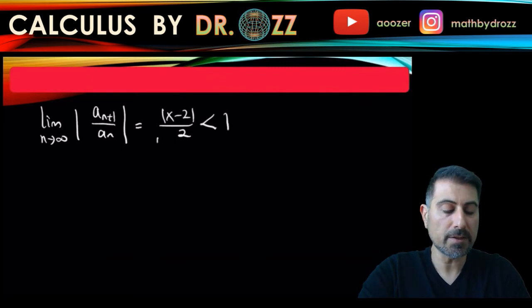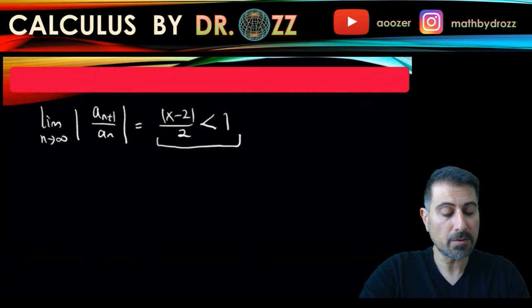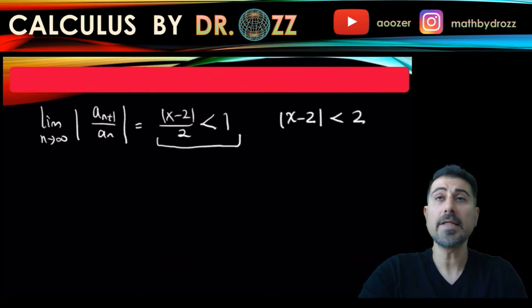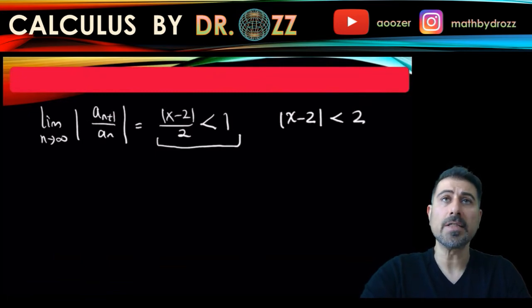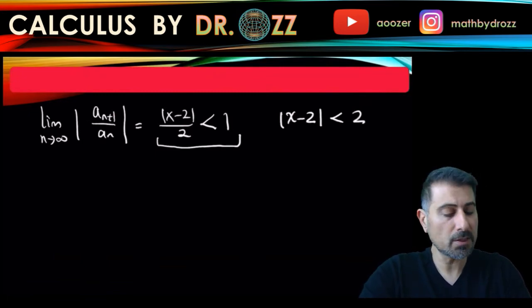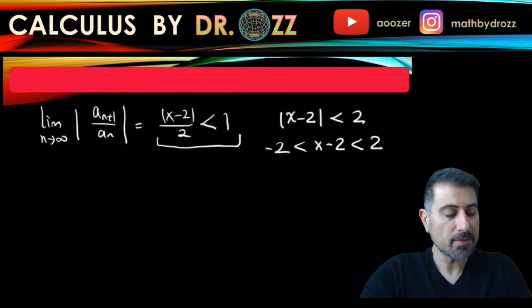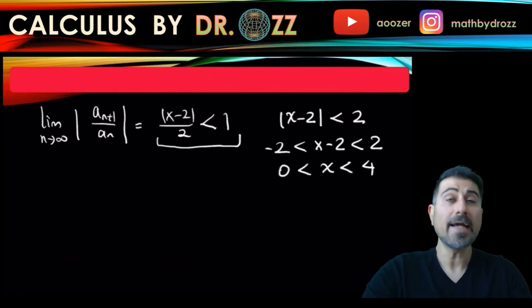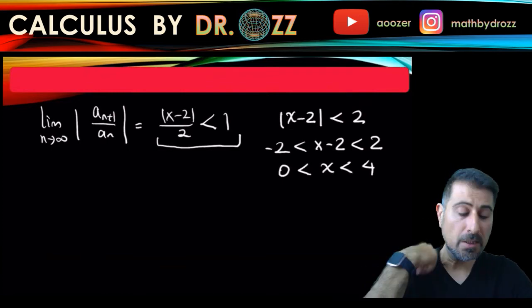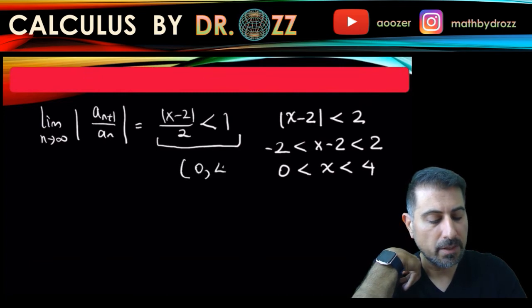Okay, so now I want to understand what this is. Well, |x-2| divided by 2 less than 1 means this. So why don't we multiply both sides by 2 first? Then the absolute value of x-2 is strictly less than 2, which essentially means that x-2 is in between negative 2 and 2. Adding 2 to both sides takes you to a nice interval for x. Okay, so the interval of convergence as an immediate conclusion is (0, 4).